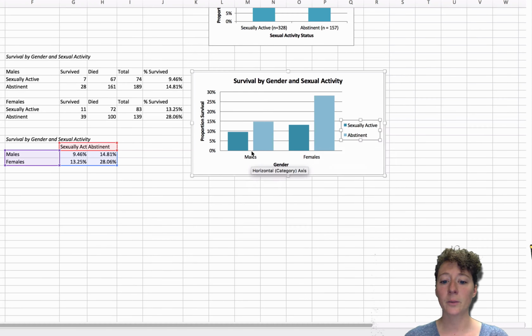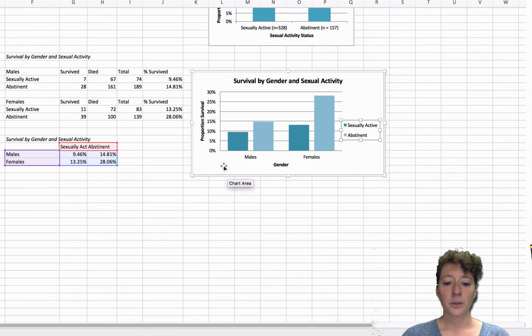And in this case, we also want to make sure that we have a gap here, because these are not conveying some sort of continuous order. So if this was age, young and old, then maybe we'd want those touching, conveying that this flows into this. But because sexually active and abstinent are not a continuous variable, there is no first and second, we don't want those bars to be touching.